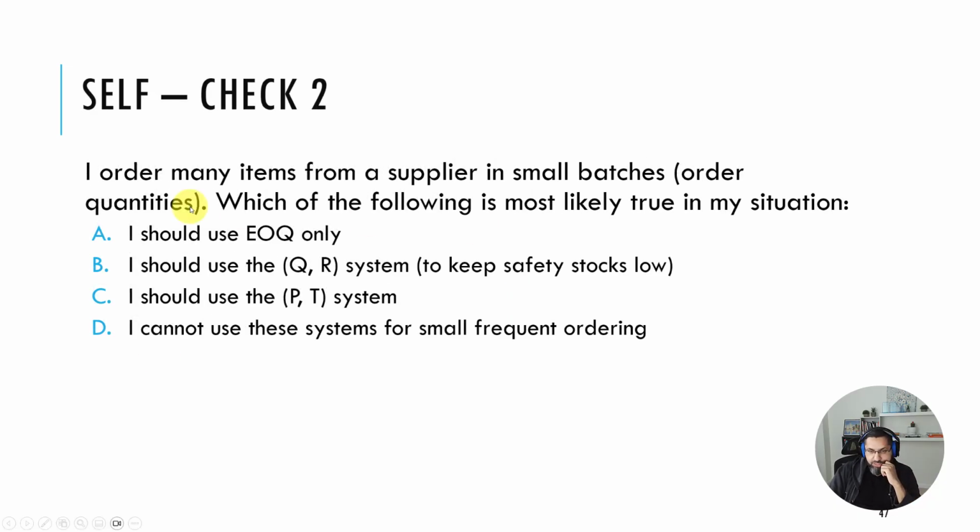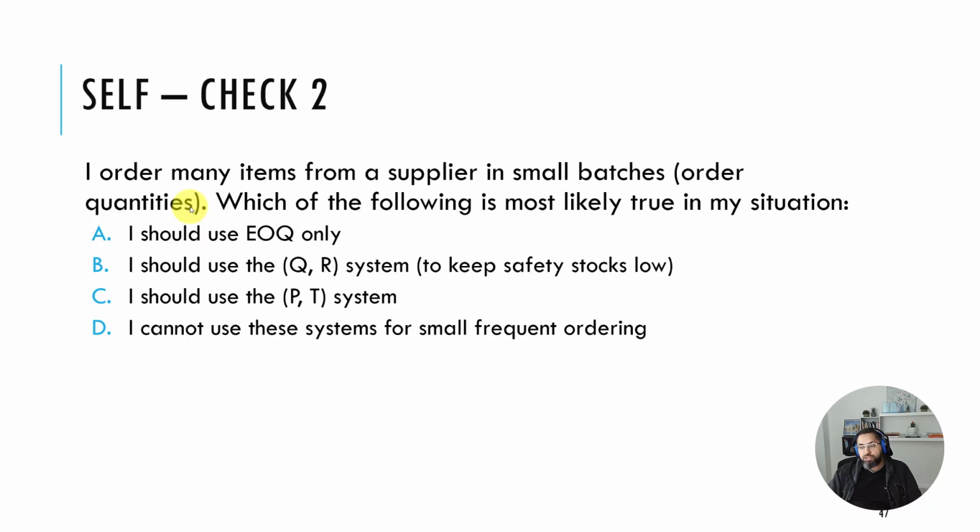Okay, self-check 2. I ordered many items from a supplier in small batches, so my order quantities are small. Which of the following is most likely true? I use EOQ only. I should use QR system. I should use PT system. QR is continuous review. PT is periodic review. I cannot use this system for small frequent ordering. So pause, again, think of the answer. Think of what we talked about as the advantages of the QR and the PT system, and try to figure out the answer. Then unpause the video and you'll hear the answer on the video too.